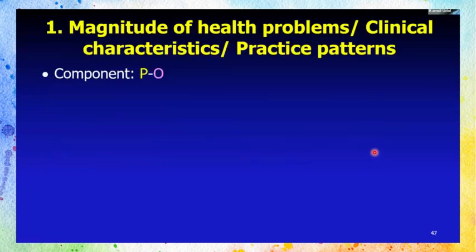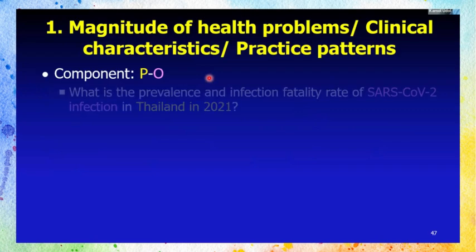So the first group: research questions regarding magnitude of health problems, clinical characteristics, and practice patterns. For this type of research question, the components will be only P and O. You will not have 4 components, you will have just 2 components: P, target population, and O, outcome. I'll give you examples of research questions in this group.